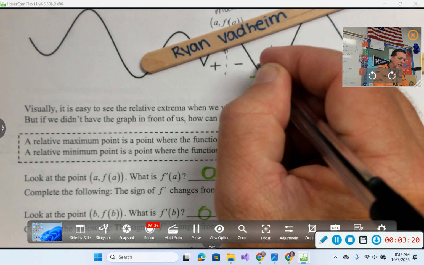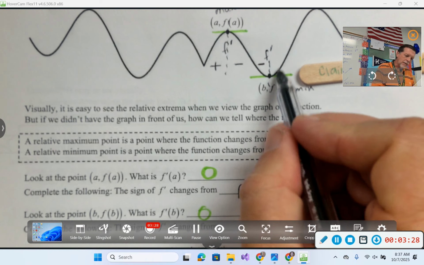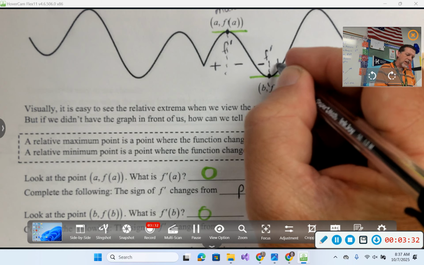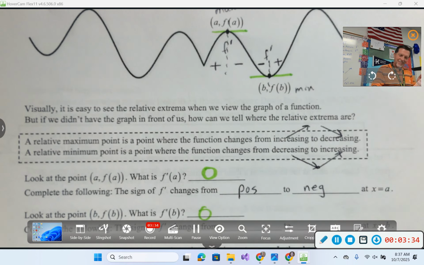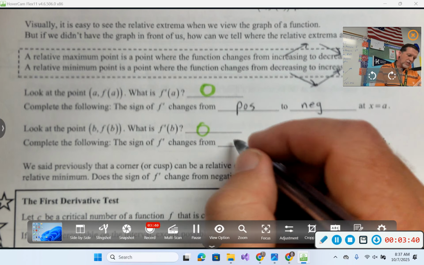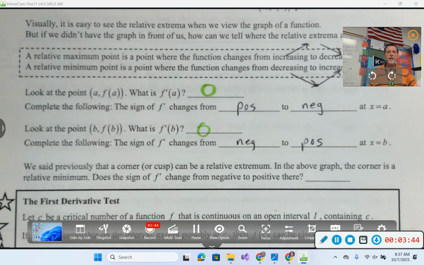Because it's going down. Just be careful. Say f is going down, as opposed to f prime is going down. How about on this side? What's f prime over here? Positive. How did you know that? f is increasing. Good catch. So the sign of f prime changes from negative to positive at x equals b.